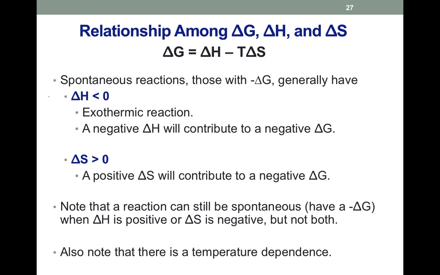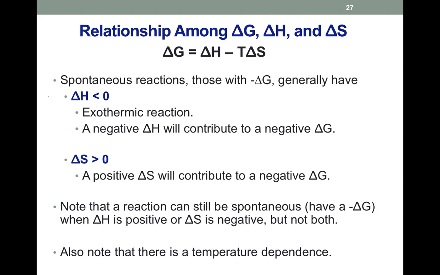So, spontaneous reactions are those where delta G is negative. They generally, but not always, have a delta H that is also negative, which would make it an exothermic reaction like I talked about earlier in the other video. They also tend to have delta S greater than 0, or positive, and this will contribute to a negative delta G because we're multiplying the entropy by temperature and then making it negative. Note that a reaction can still be spontaneous and have a net delta G which is negative when delta H is positive or when delta S is negative, but not both.